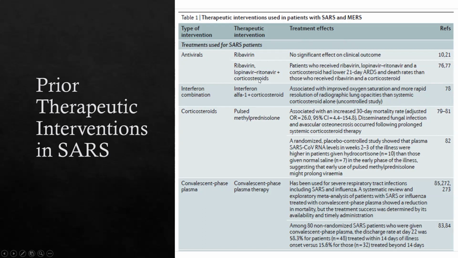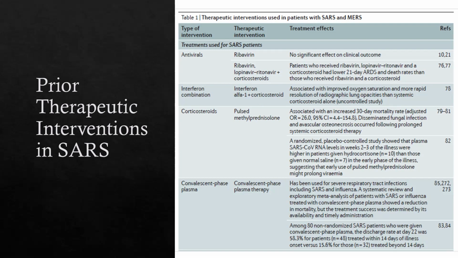Then they tried combination therapy with steroids, Kaletra and ribavirin, and it seemed that these patients had a lower 21-day progression to ARDS and lower death rates than those who just received ribavirin and a steroid alone. So then it was thought that there may be some benefit for using lopinavir, ritonavir, which we'll get to. Also, combining interferon alpha with steroids did show some improvement in oxygen saturation in past studies and more rapid resolution clinically and radiographically than steroids alone. But again, that was in an uncontrolled study.